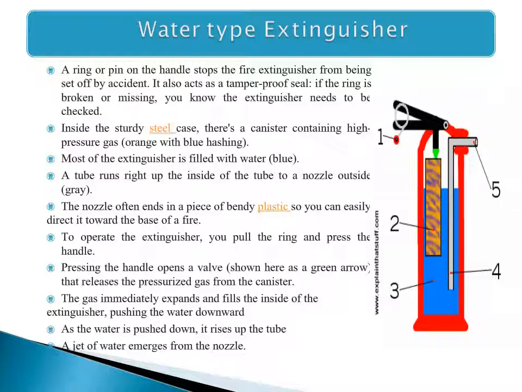To operate the extinguisher, you pull the ring and press the handle. Pressing the handle opens a valve that releases the pressurized gas from the canister. The gas immediately expands and fills the inside of the extinguisher, pushing the water downwards. As the water is pushed down, it rises up the tube. A jet of water emerges from the nozzle.